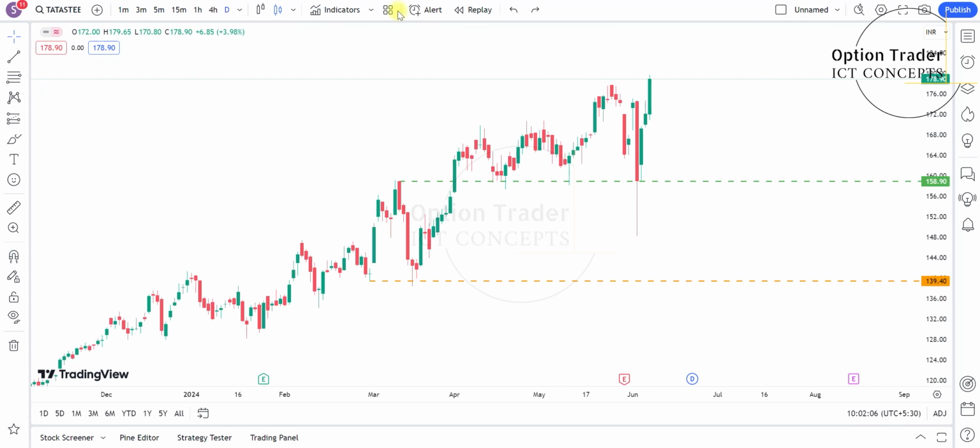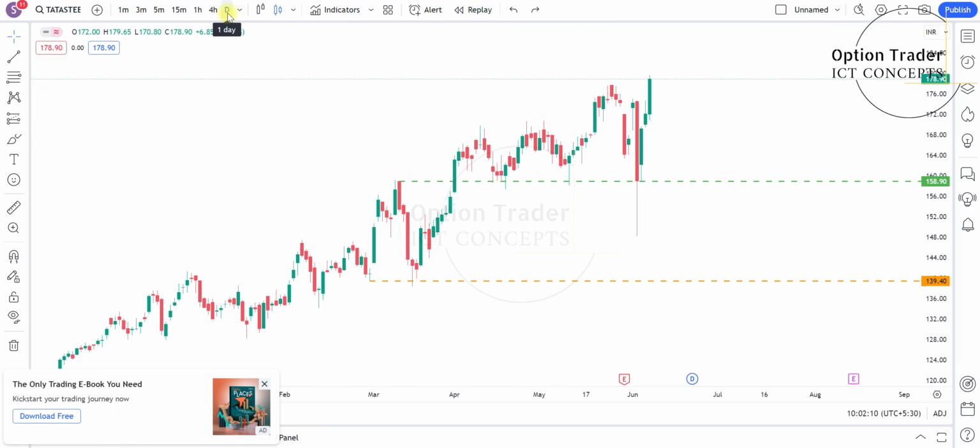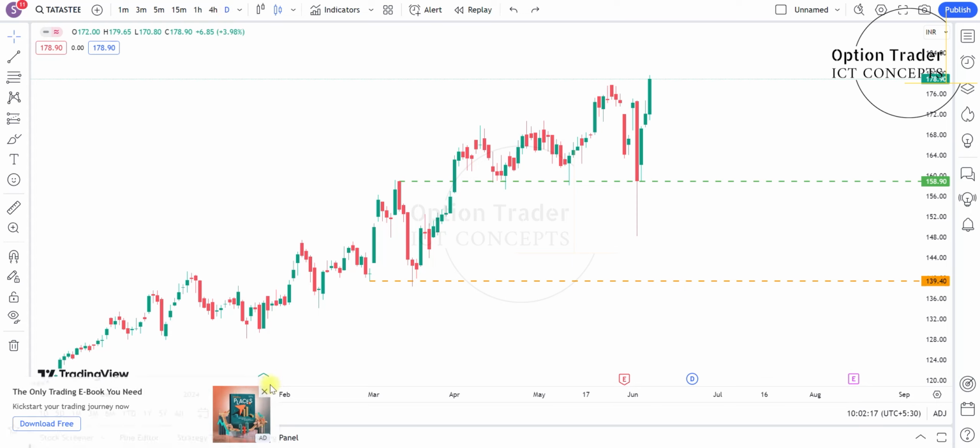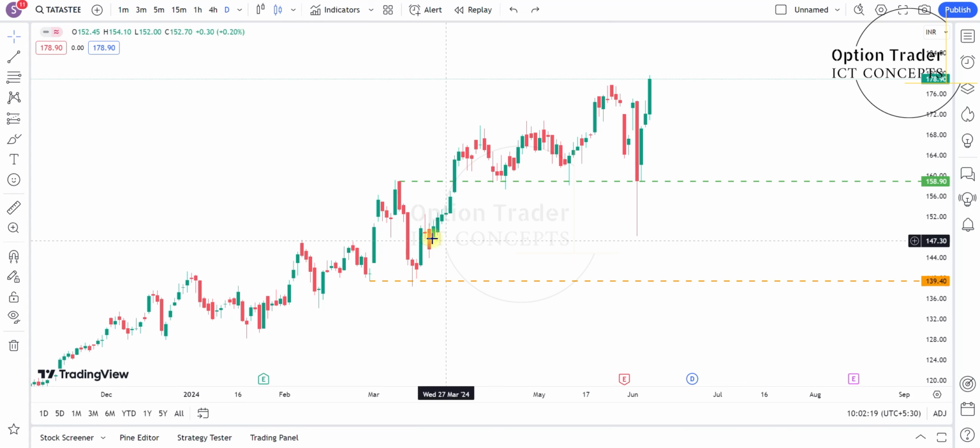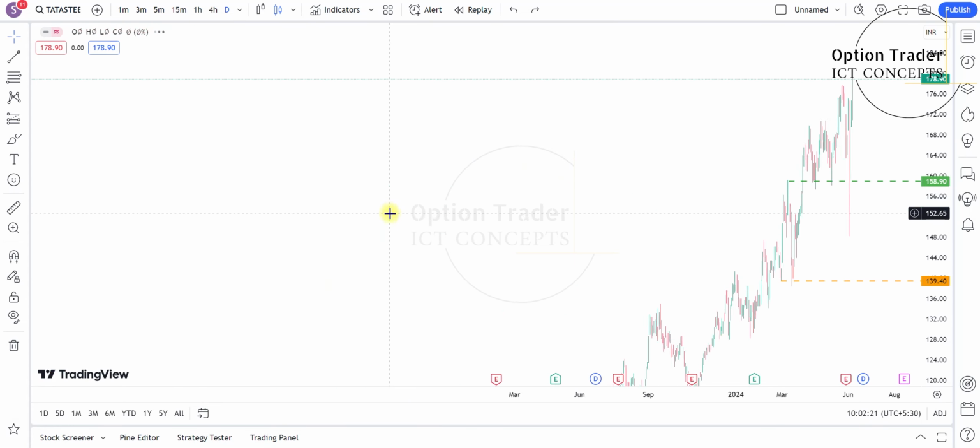Okay, I will show you an example in Tata Steel. This is the daily time frame. See, the Fibonacci works on every time frame: 1 minute, 5 minutes, 15 minutes, 1 hour, 4 hour, 1 day, 1 month. You can trade in any time frame. It doesn't matter.